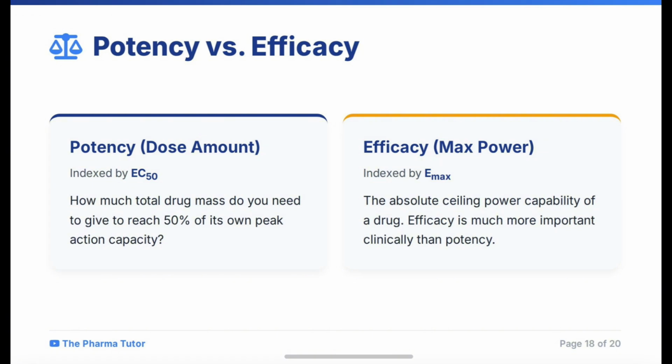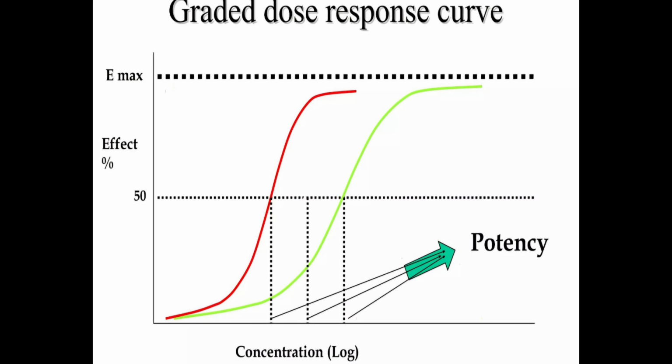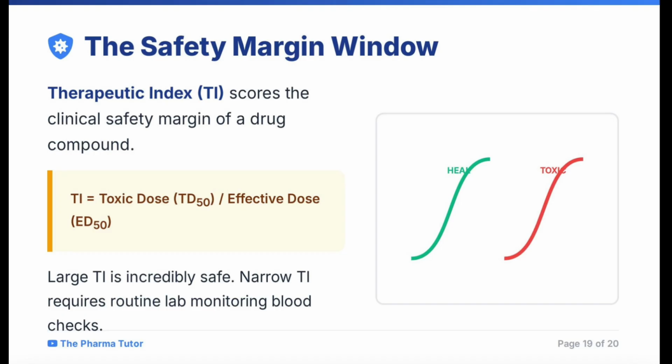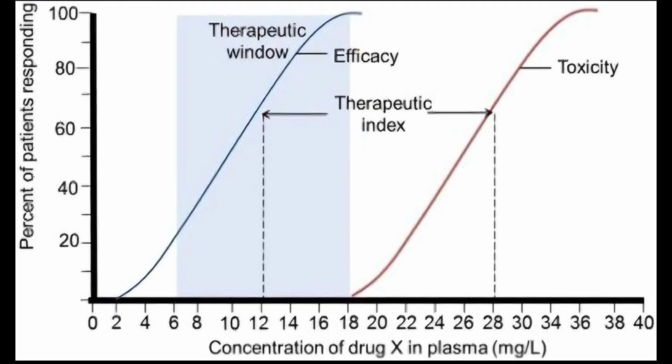Efficacy refers to the maximum effect a drug can produce. A drug may be highly potent but less effective than another drug with greater efficacy. The therapeutic index measures drug safety by comparing the toxic dose with the effective dose. Drugs with a high therapeutic index are generally safer, while drugs with a narrow therapeutic index require careful monitoring.